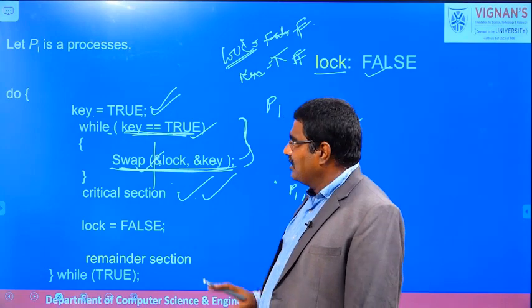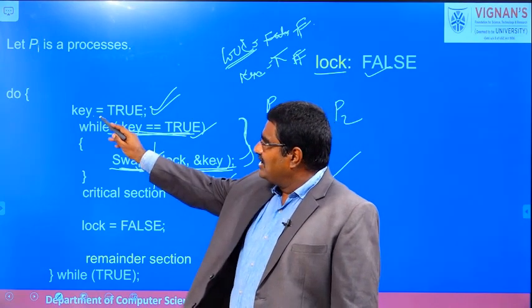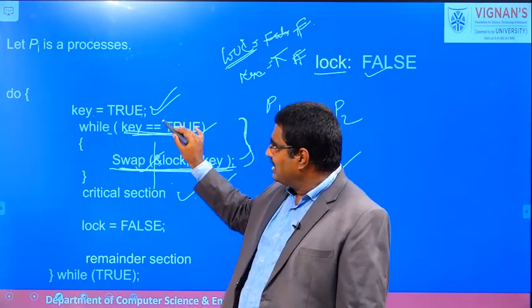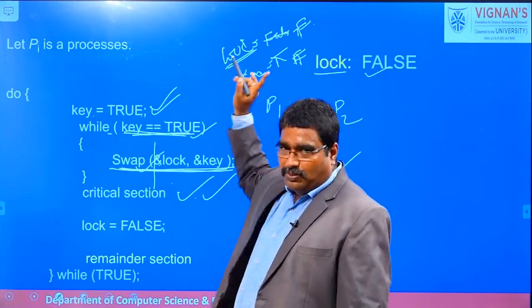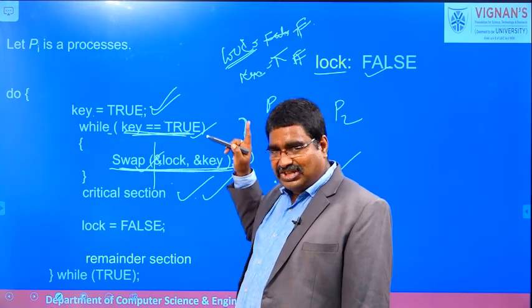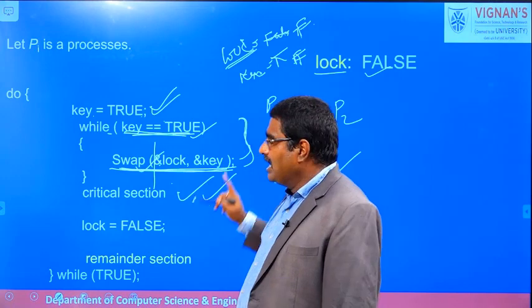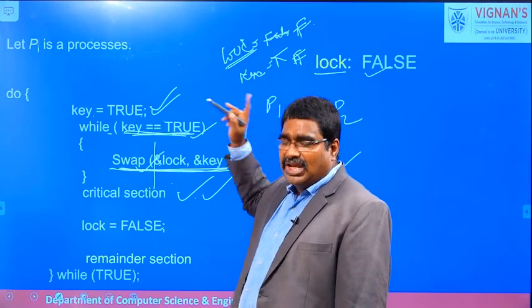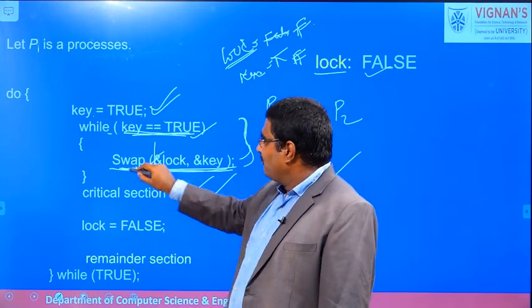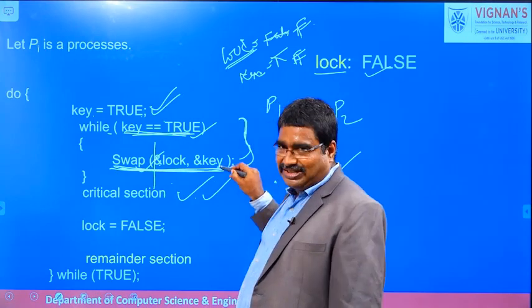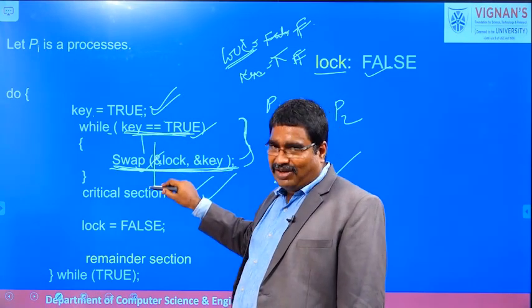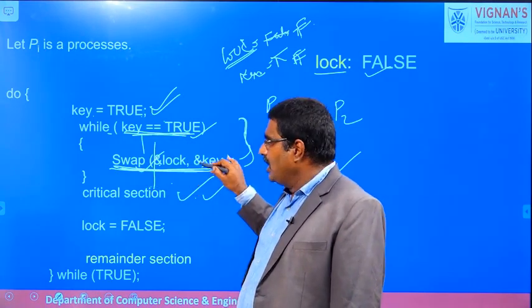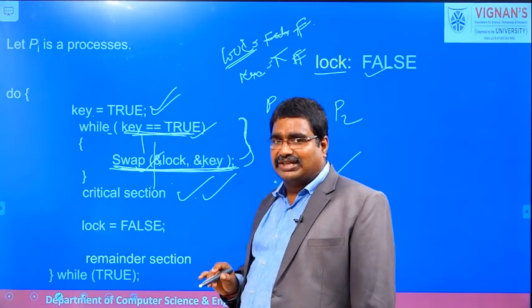So this is the simple algorithm using the swap function. Key is a local Boolean variable, which we assign true, and lock is a global Boolean variable. All the processes access the lock global variable. Initially its value is false. The first process that calls the swap function terminates the while loop, the lock value is assigned true, and the process enters the critical section.